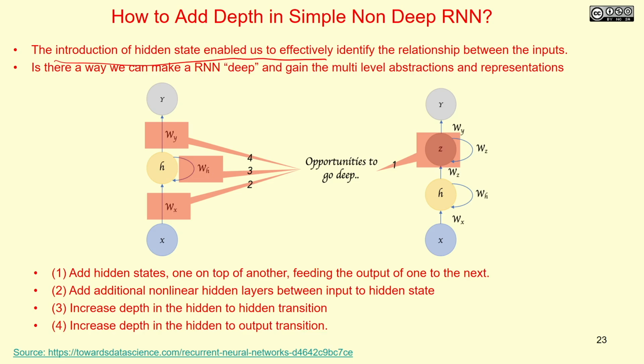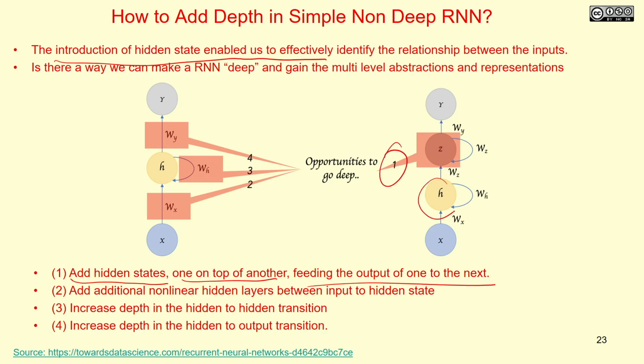We want to gain multi-level abstraction as well as representation. Will that be sufficient just by adding more hidden states? And if it is added, how is it added? We can add hidden states one on top of another. So, hidden state 0, hidden state 1, one on top of another, and directly it goes to the output. Or one or the other, we can have the connection here, see.